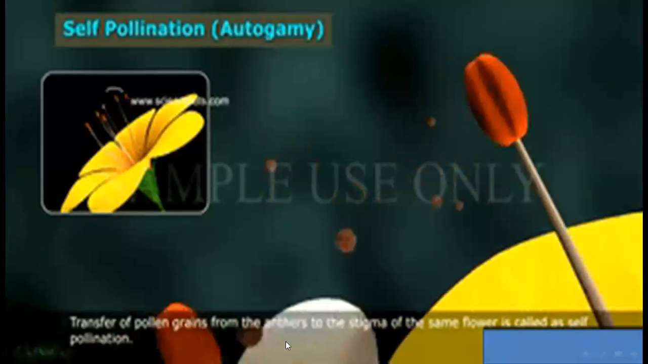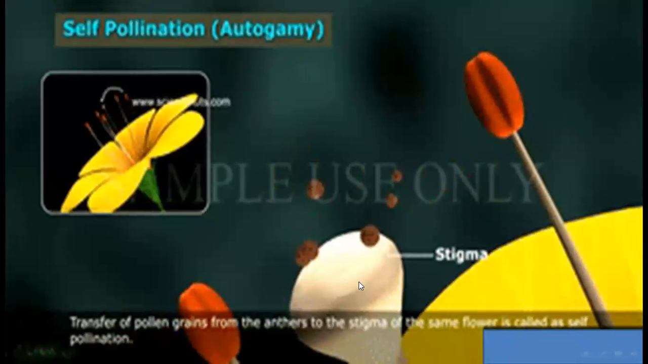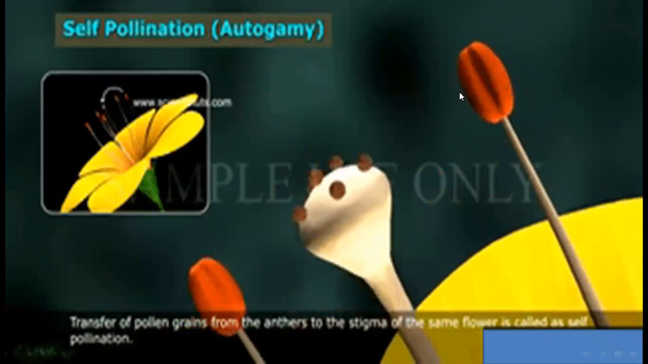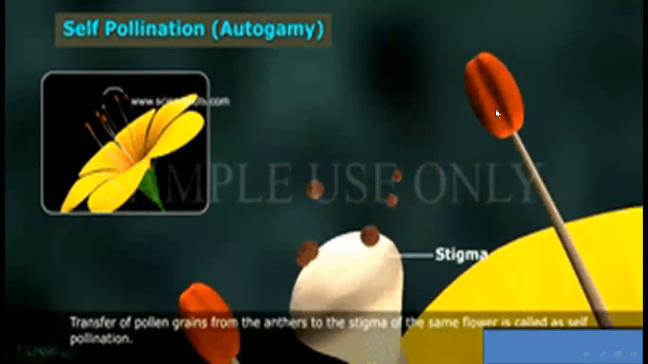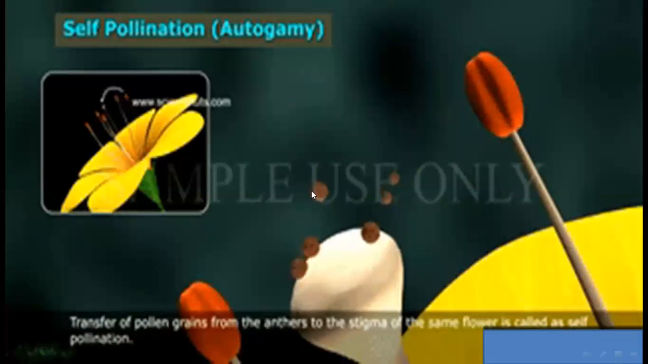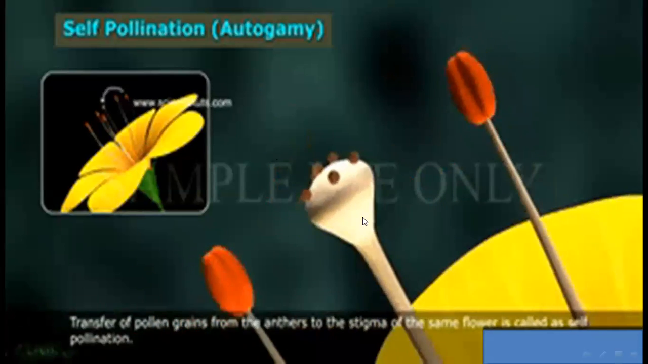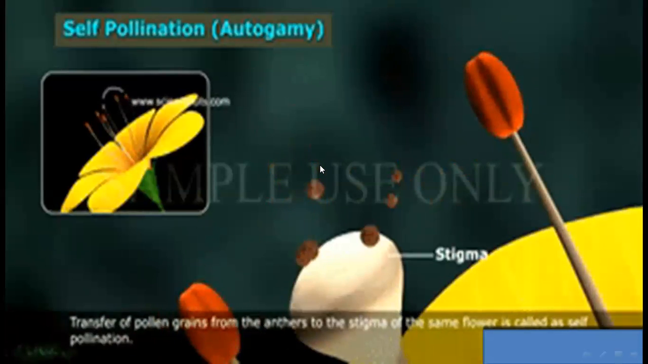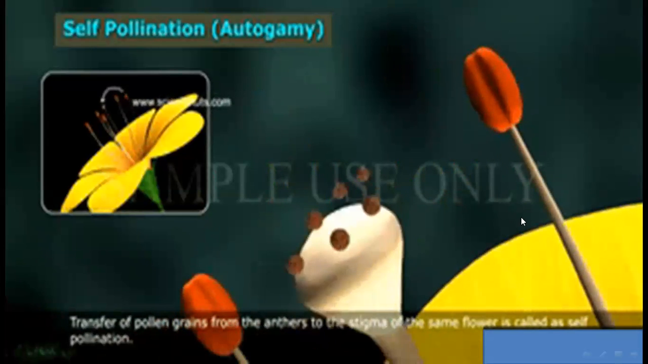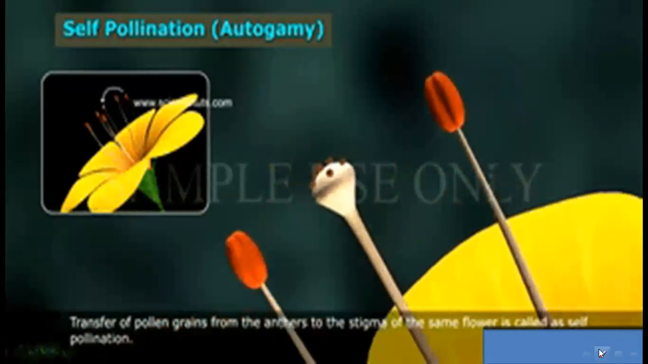See, in self-pollination, there is transfer of pollen grain from anther to stigma of the same flower. This one is anther, this part of the flower is called stigma, and this dot-like structure is called pollen grain. So transfer of pollen grain from anther to stigma of the same flower is called self-pollination. I hope you understand.